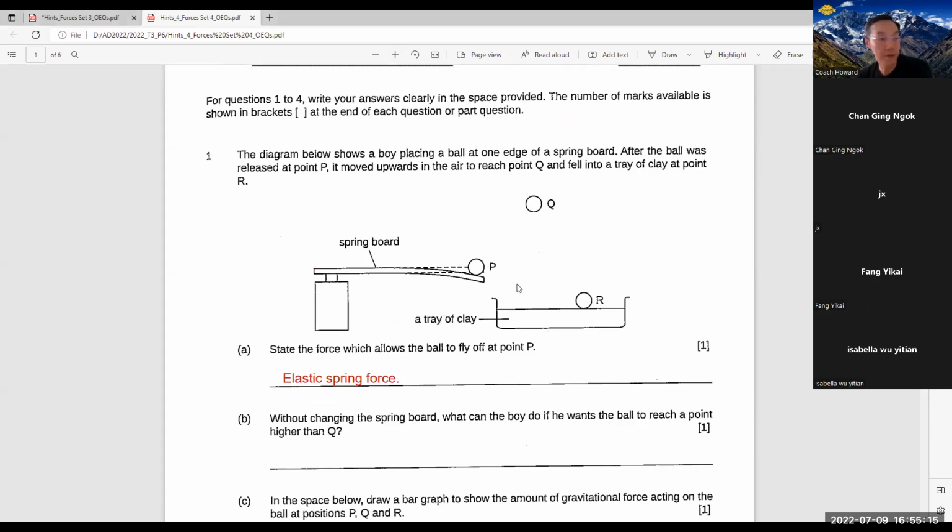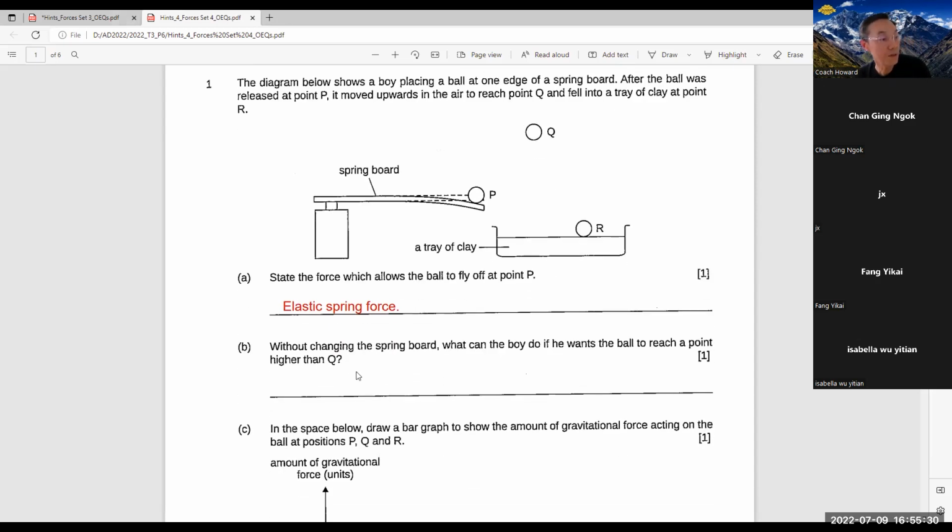So this springboard is very elastic. So they say state the force which allows the ball to fly off at point B. Okay, point B. So this is the elastic spring force which I put there. Next, without changing the springboard, what can the boy do if he wants the ball to reach a point higher than Q?